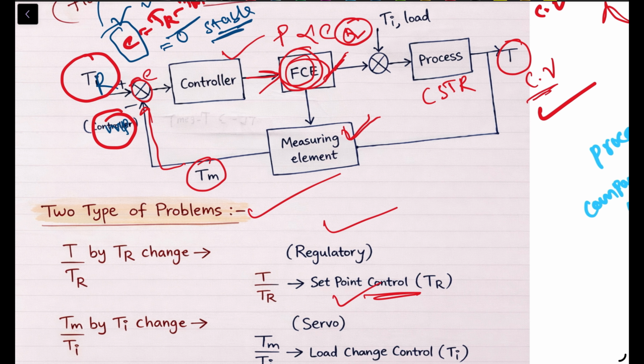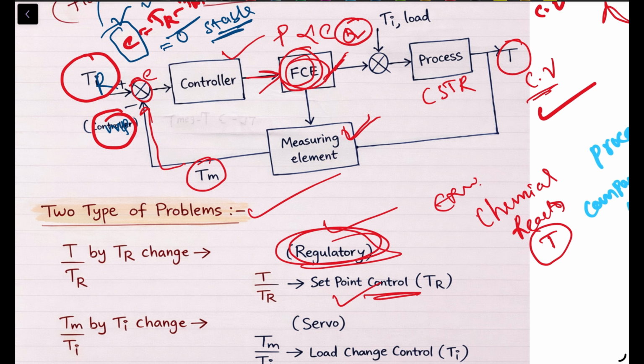disturbances. Suppose if you take some examples, a chemical reactor. The temperature must remain constant, right? So even if the inlet temperature changes, the control system must adjust the heat supply to maintain the same reactor temperature. That's what we discussed till now. This is called a regulatory problem. Most of the chemical process control systems fall into this category only.